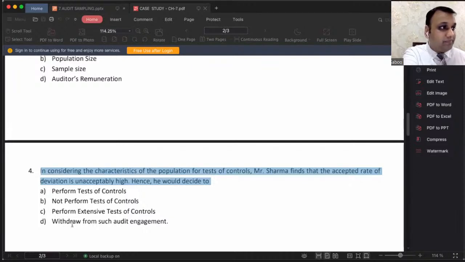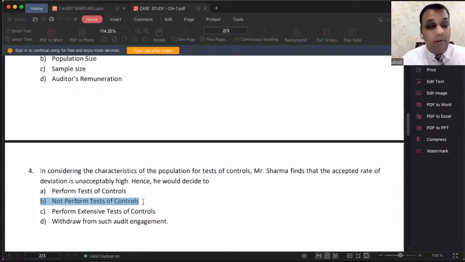Answer to fourth question. When he has already found that the accepted rate of deviation is unacceptably high, he cannot accept it, but the rate of deviation is high at the organization level. The rate of deviation is already high within the organization. Why would he need to test the controls then? Because there is deviation, and the accepted rate of deviation is unacceptably high. He would decide not to perform the test of controls. This was an example which he took today.